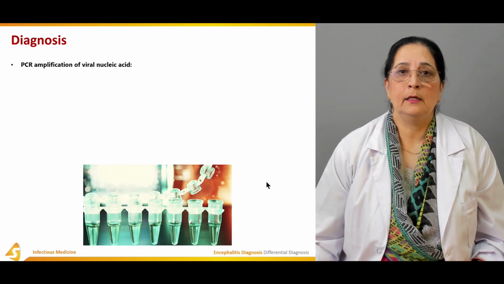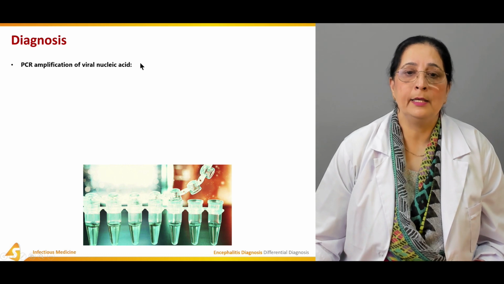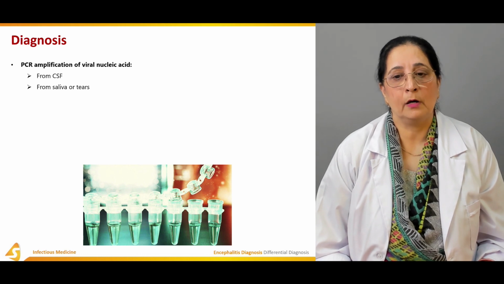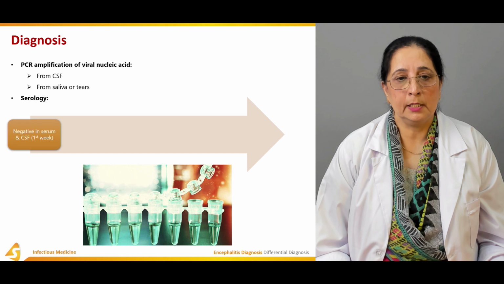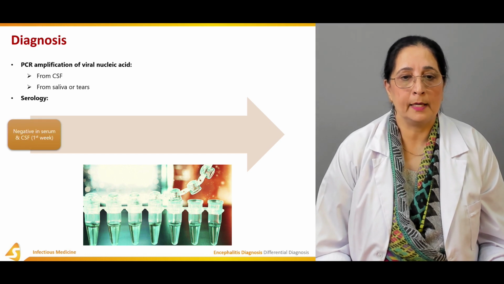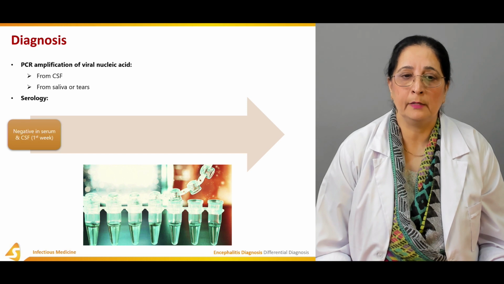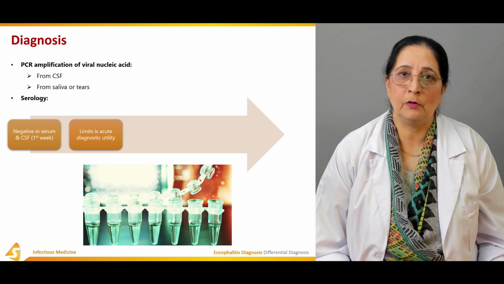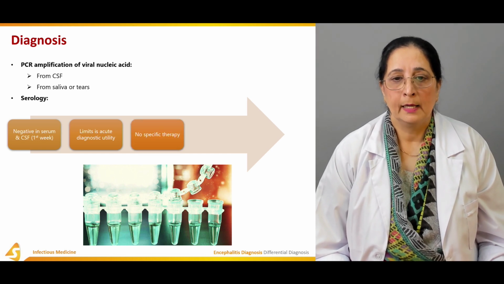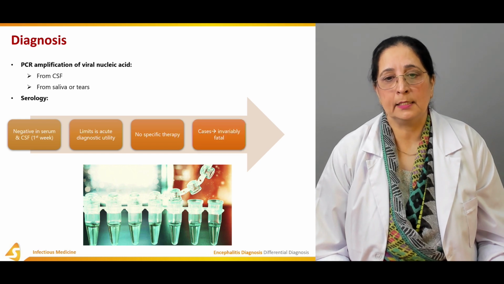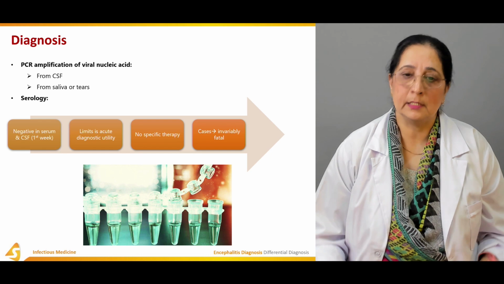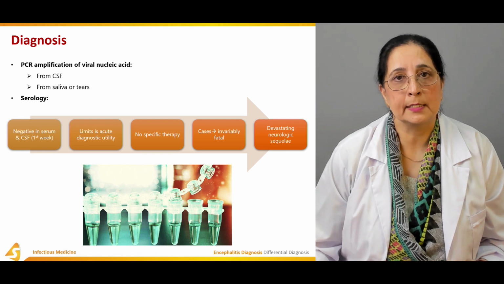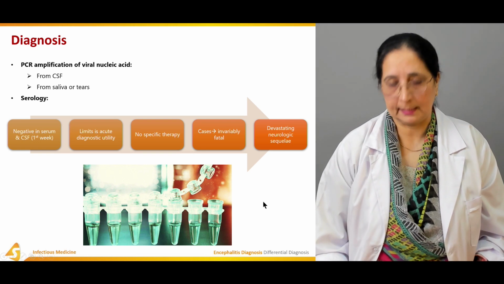Diagnosis is by PCR amplification of viral nucleic acid from cerebrospinal fluid and from saliva or tears. Serology shows negative in serum and cerebrospinal fluid in the first week, which limits acute diagnostic utility. So serology is not very effective. There is no specific therapy, cases are invariably fatal depending on the severity, and devastating neurological sequelae are present in rabies encephalitis.